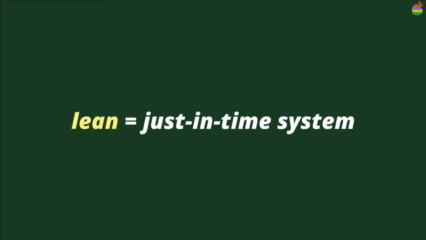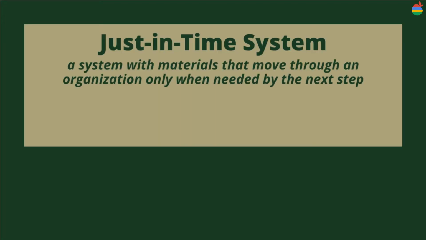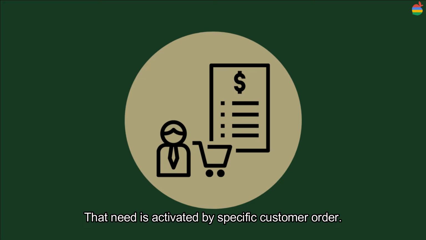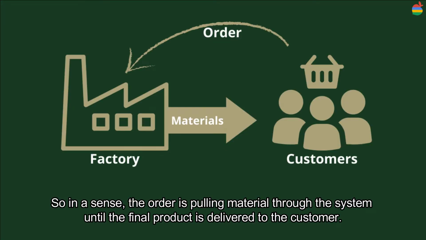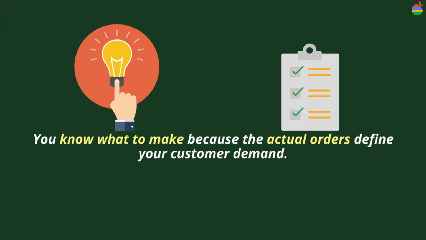But lean is a just-in-time system. A just-in-time system means that material moves through the organization only when needed by the next step. That need is activated by a specific customer's order. So, in a sense, the order is pulling material through the system until the final product is delivered to the customer. So, it makes sense that you no longer need to forecast. You know what to make because the actual order defines your customer's demand.